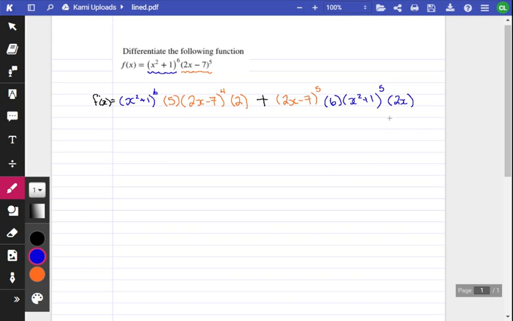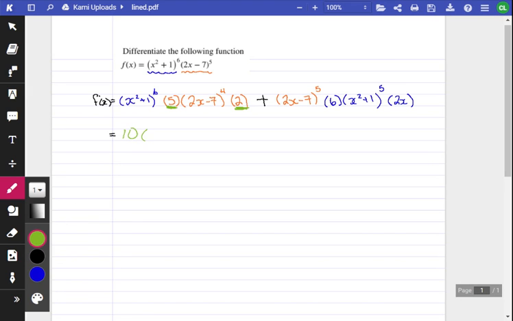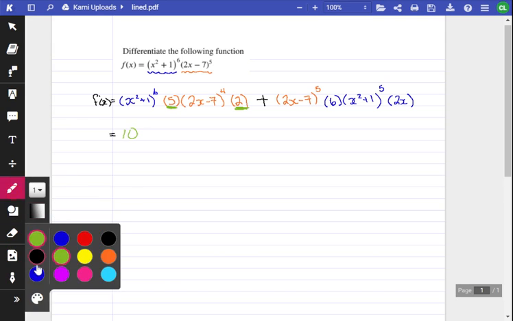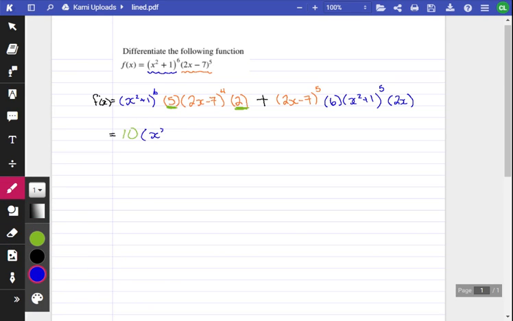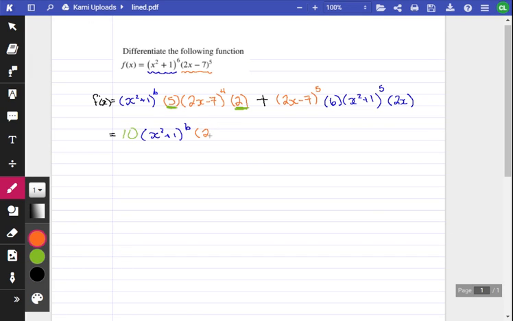So now we want to start simplifying this. The first way to start simplifying is to group our monomials together. On this side, I'm going to go 5 times 2. So we can get the new equation. 5 times 2 gives me 10 out front. Then I still have (x squared plus 1) to the power of 6, and we still have (2x minus 7) to the power of 4.